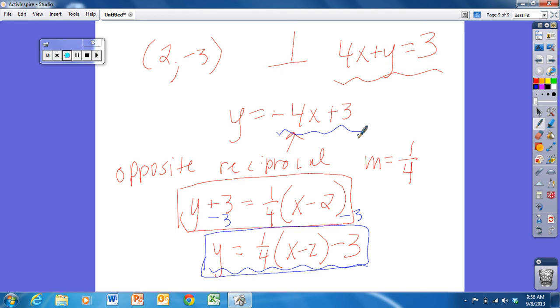We're going to do some graphing stuff with word problems when you come into class.